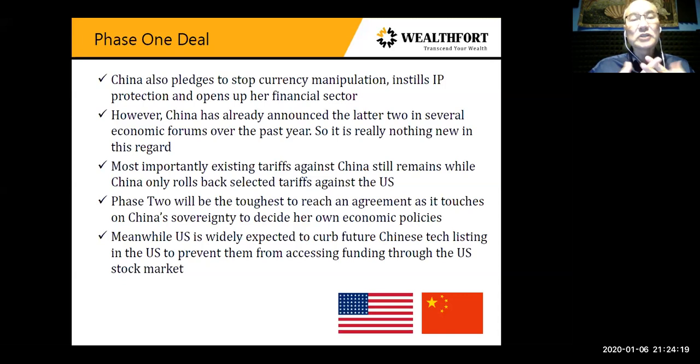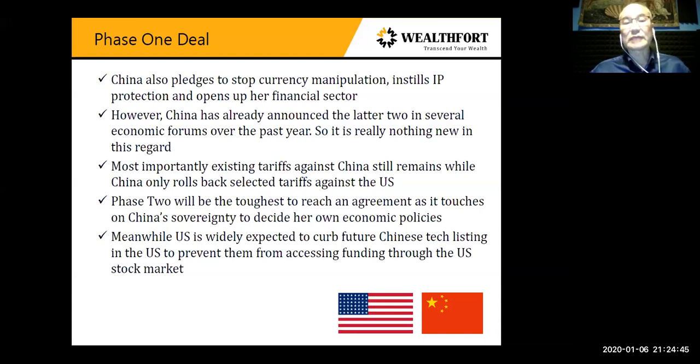Okay. Most importantly, existing tariffs against China still remain, while China only rolls back selected tariffs against the US. Phase 2 will be the toughest to reach an agreement on, as it touches on China's sovereignty to decide her own economic policies. Meanwhile, the US is widely expected to curb future Chinese tech listings in the US to prevent them from accessing funding through the US stock market.